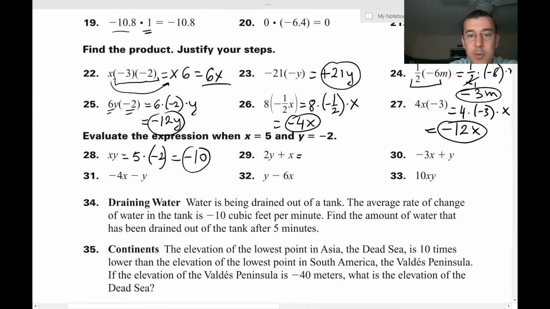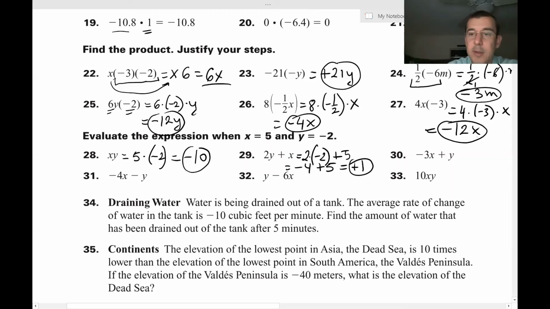29, we have 2y plus x. 2 times y, y is minus 2, and then plus x, x is 5. Oops, there's no parentheses there. So 2 times minus 2 is minus 4, plus 5 equals... which one is greater, 5 or 4? 5 is greater, so plus, then 5 minus 4 is 1, plus 1.